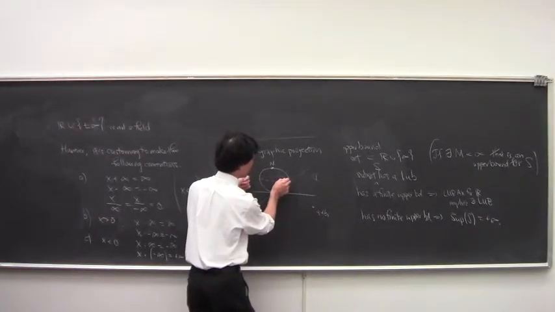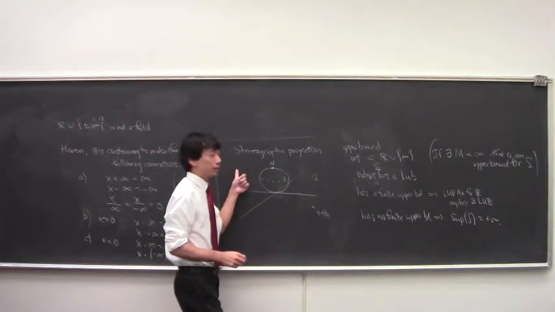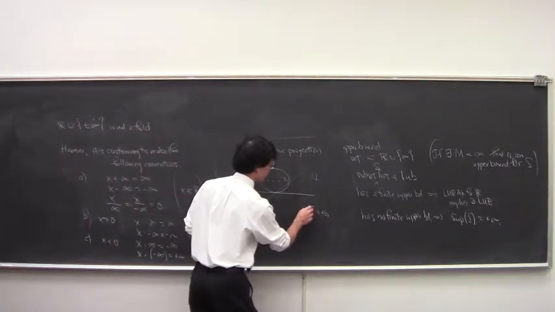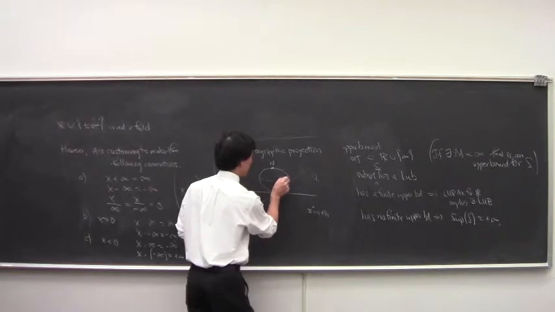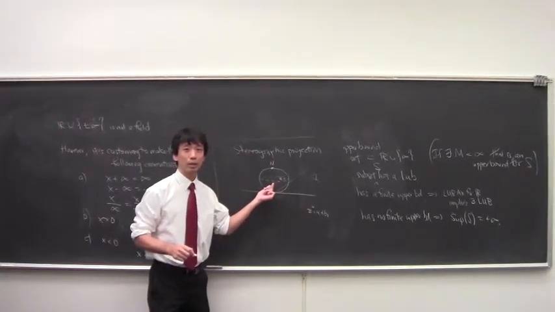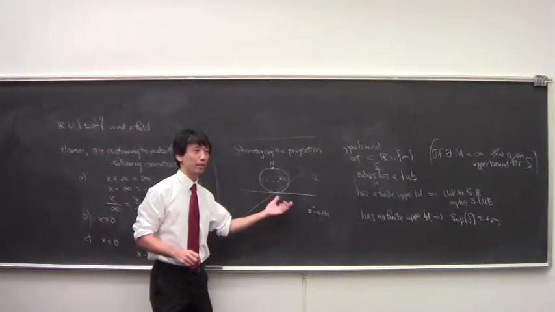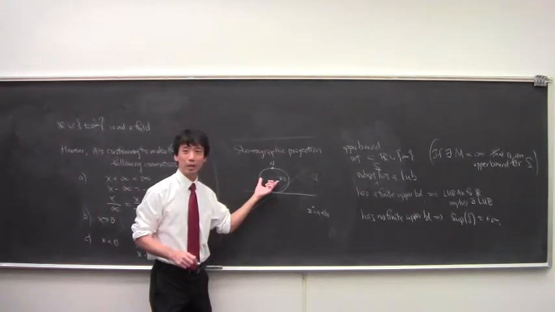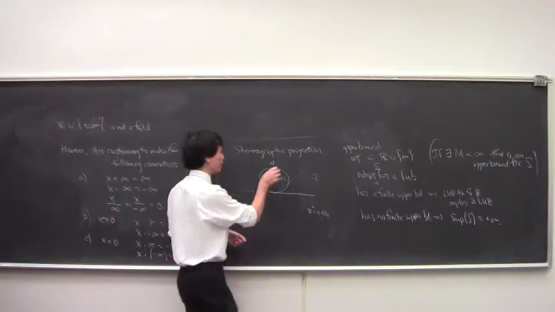Maybe it intersects it here. And if this point is z, I'm going to identify that point as z. So every point on the complex plane gets identified with a point on the sphere here. This thing is called the Riemann Sphere.